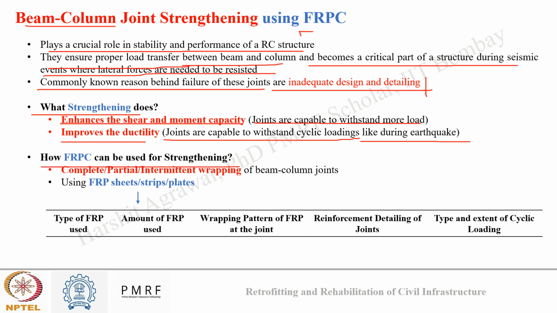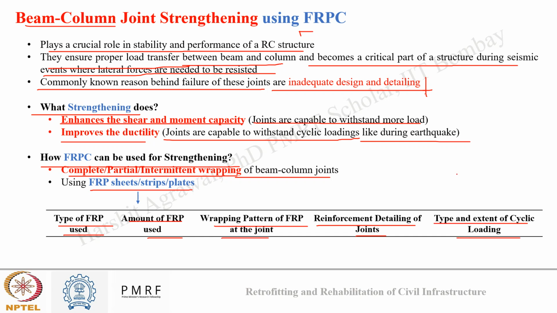And how can FRP be used for strengthening? Either as a complete, partial or intermediate wrapping material on the beam column joint, and for this we can use either FRP sheets, strips, or plates. Okay, so the ability of FRP to strengthen the beam column joint again can be affected by several factors: the type of FRP used, the amount of FRP used, the wrapping pattern of FRP used at the joint, reinforcement detailing of the joint, and type and extent of cyclic loading.